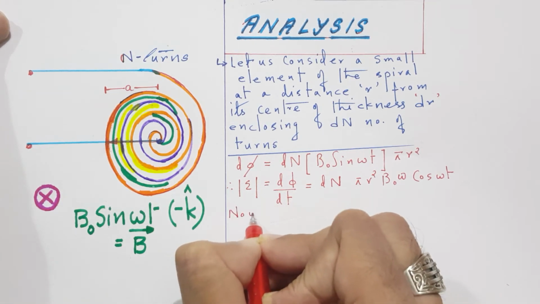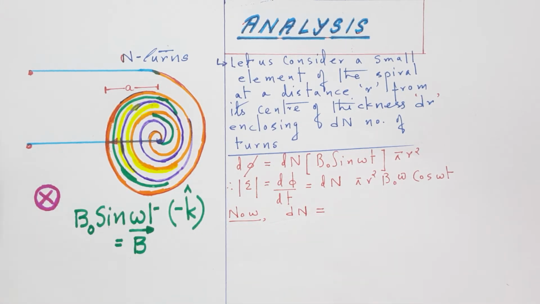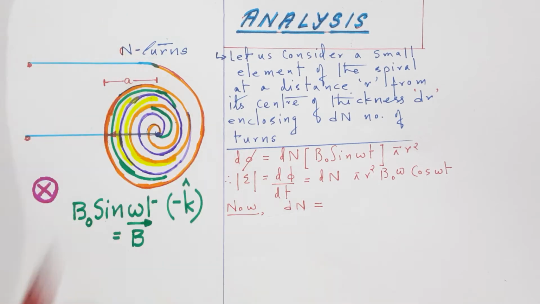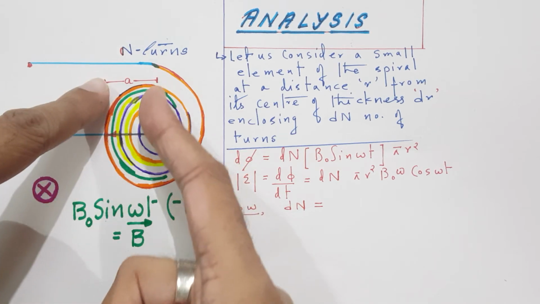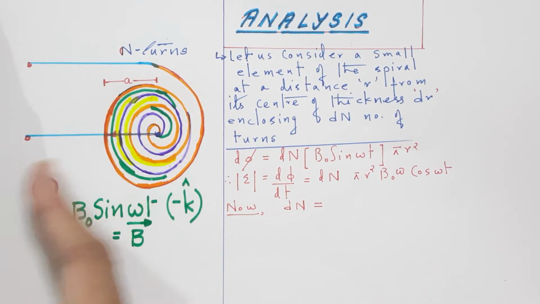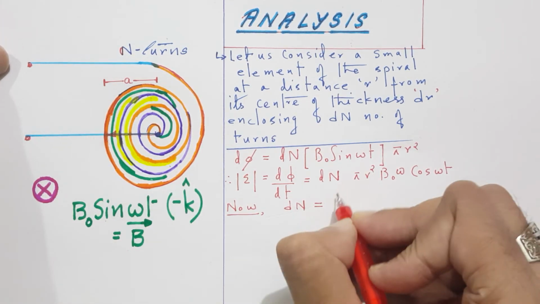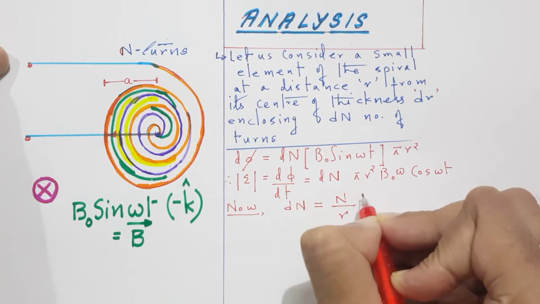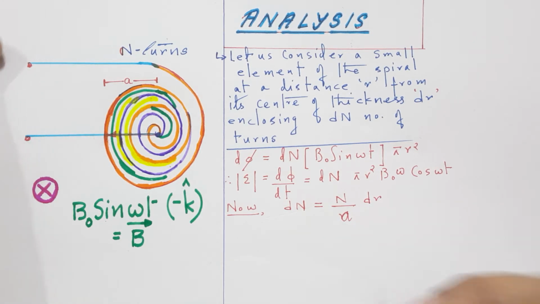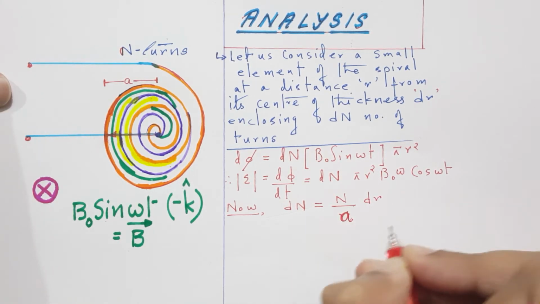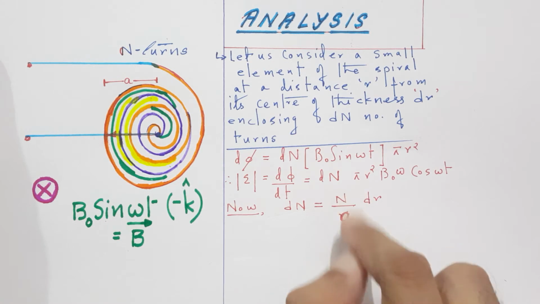So now you see dn, if I say the total number of turns, how many total number of turns are there? N, capital N. So that capital N number of turns is distributed in this radial distance a. So in the radial distance a, capital N number of turns are there. So in the thickness dr, how many turns are present? So what we can say, it is N divided by a, multiplied by dr. So capital N number of turns are distributed in the radial length a. So in the radial distance dr, how many turns are enclosed is N by a into dr.